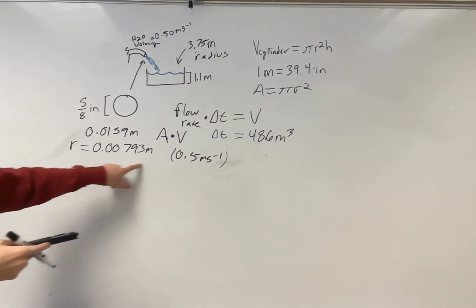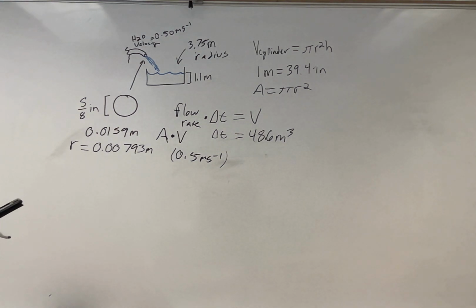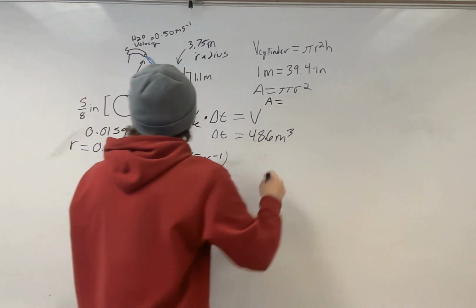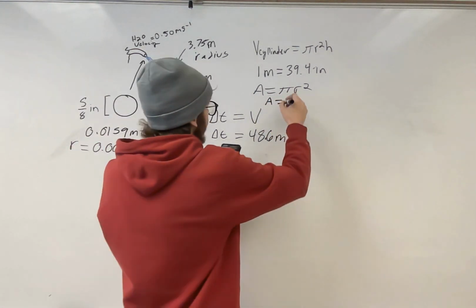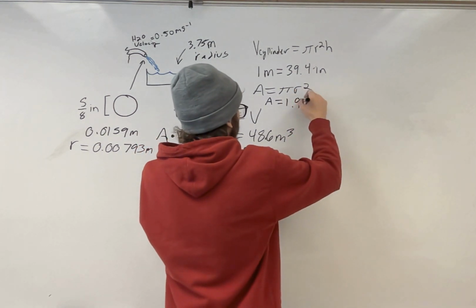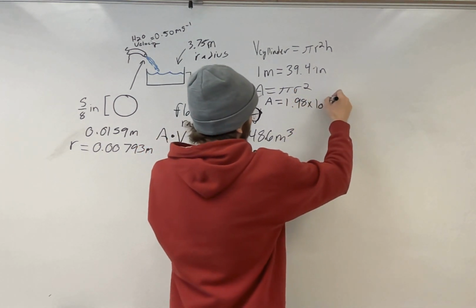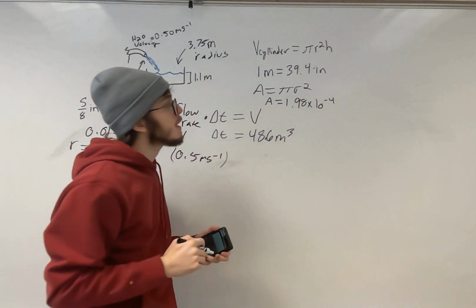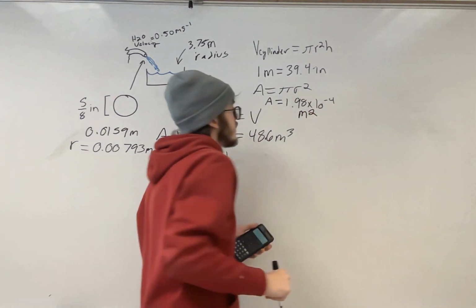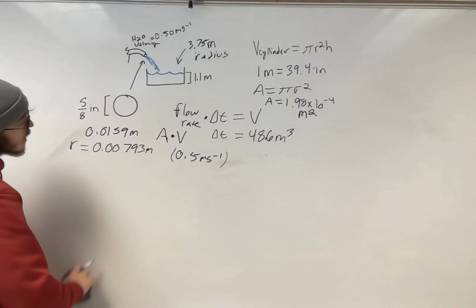Pi times our radius, 0.00793, squared. Okay, we're going to find that the cross-sectional area of that hose is equal to, and I'm going to put this in scientific notation. Please review that if you are not familiar with scientific notation, but 1.98 times 10 to the negative 4 meters squared is going to be our cross-sectional area.